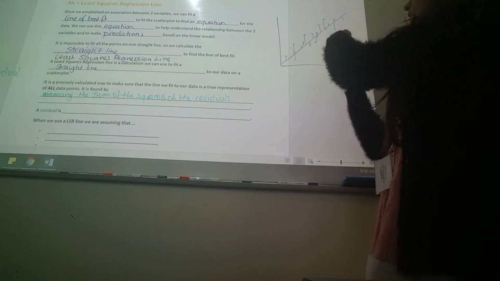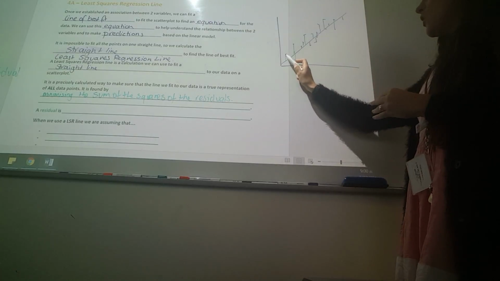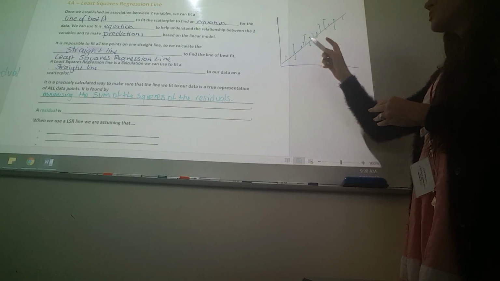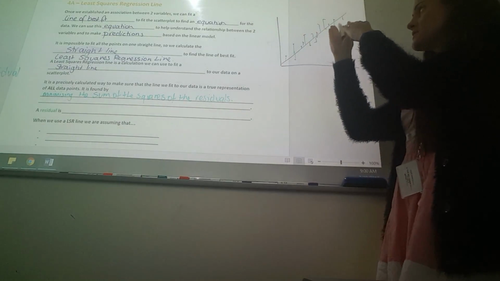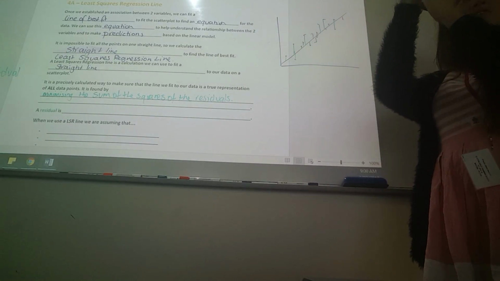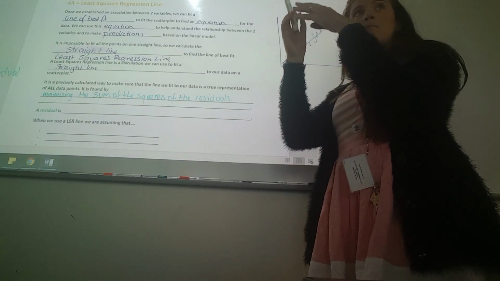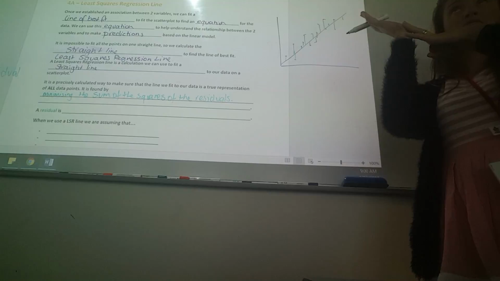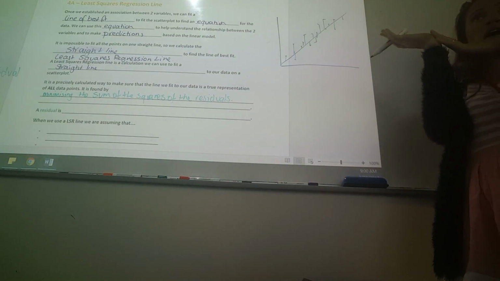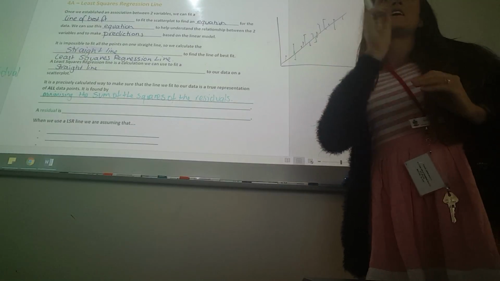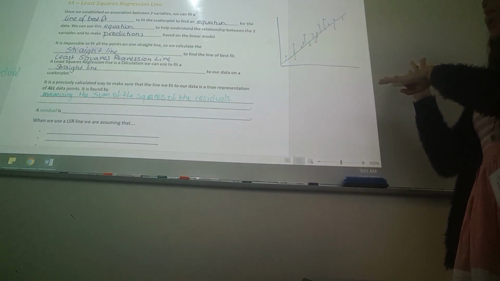The way the line works out where it fits in that data is that the values of the residuals are all squared and added together. Then the calculator adjusts that line until the sum of the squares of the residuals is as small as possible, as close to zero as it can get. You won't have to calculate those squares individually. I'm just explaining how it works.